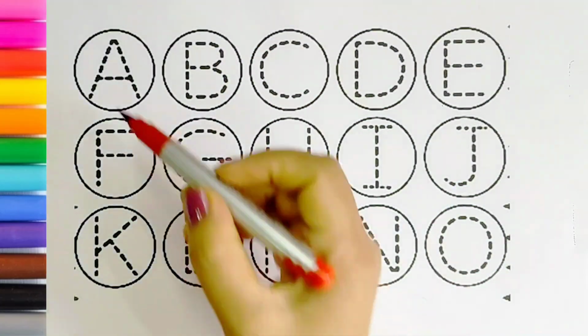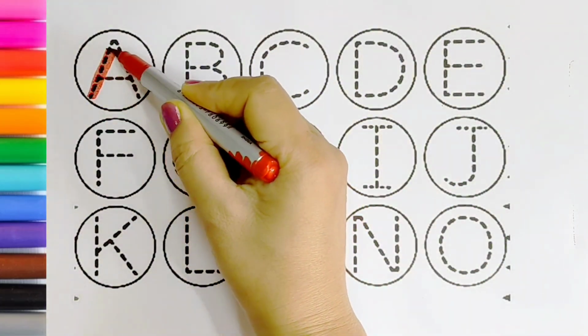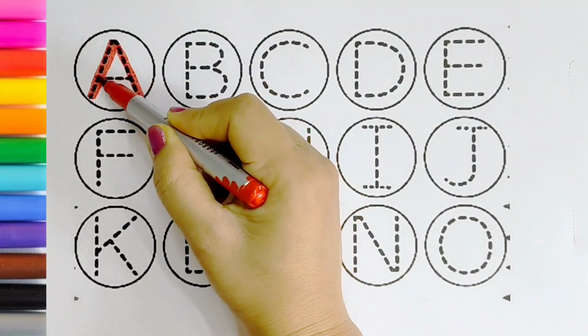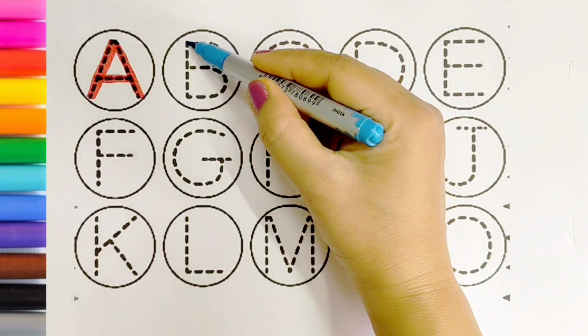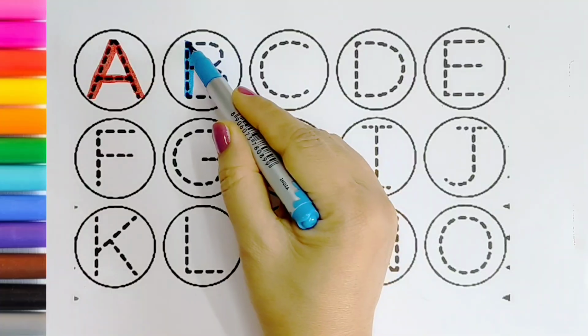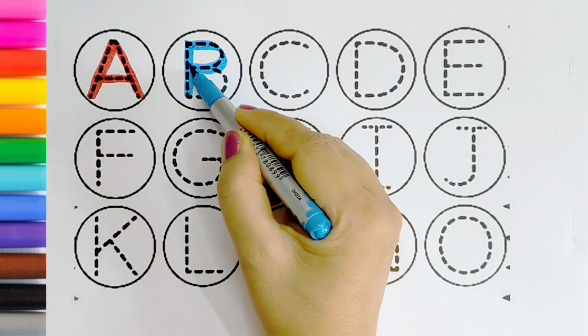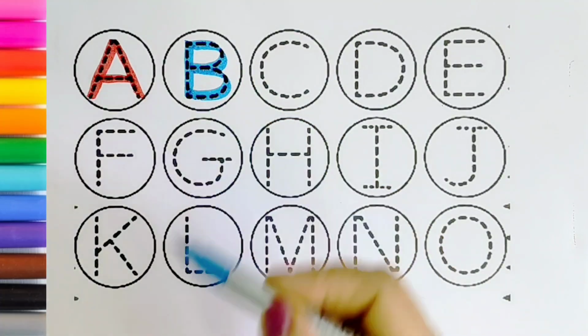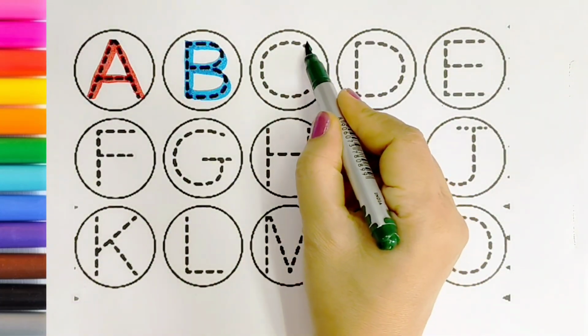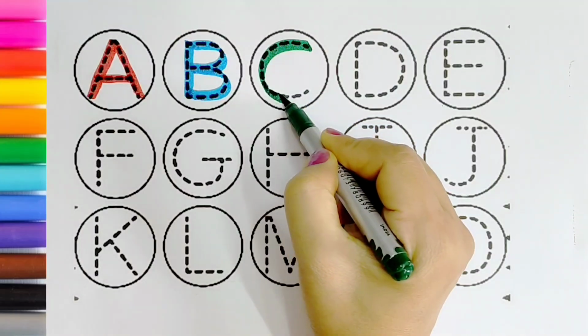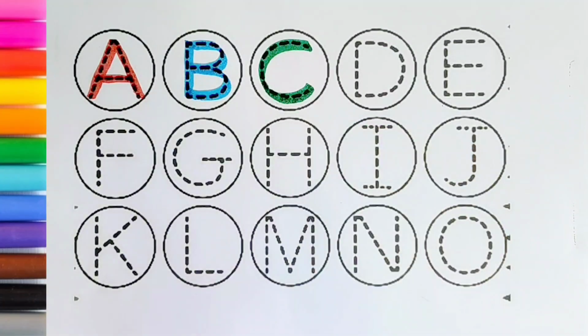Red color. A. A for apple. Sky blue color. B. B for butterfly. Dark green color. C. C for cat.